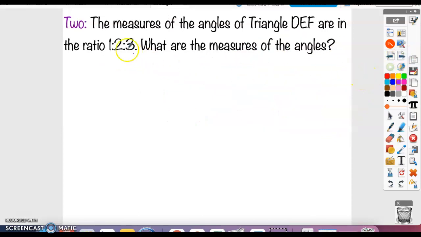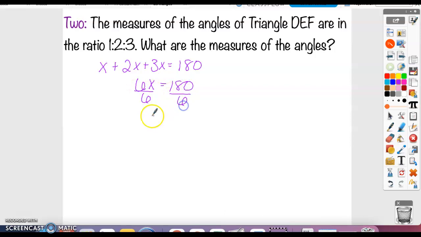Okay. The next one, the measure of the angles for triangle DEF are in the ratio of 1, 2 to 3. What are the measures of the angles? So again, we have 1x plus 2x plus 3x, and those 3 are going to add to 180. Combine your like terms, so 1x, 2x, 3x is 6x. Divide both by 6, and x is equal to 30 degrees.